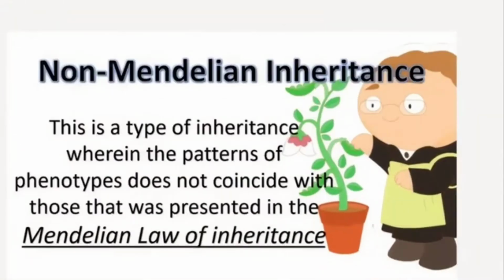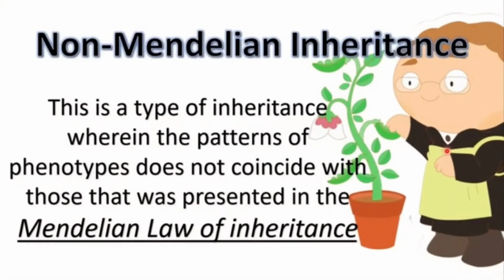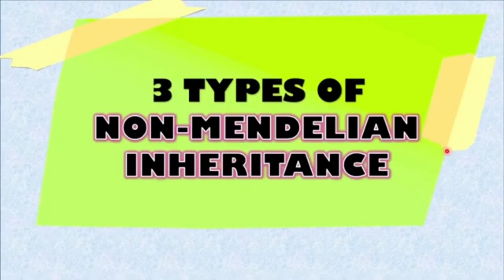Next, non-Mendelian inheritance. This is a type of inheritance wherein the patterns of phenotypes does not coincide with those that was presented in the Mendelian law of inheritance. And this is our lesson for today. The 3 types of non-Mendelian inheritance. Let's have the first type.